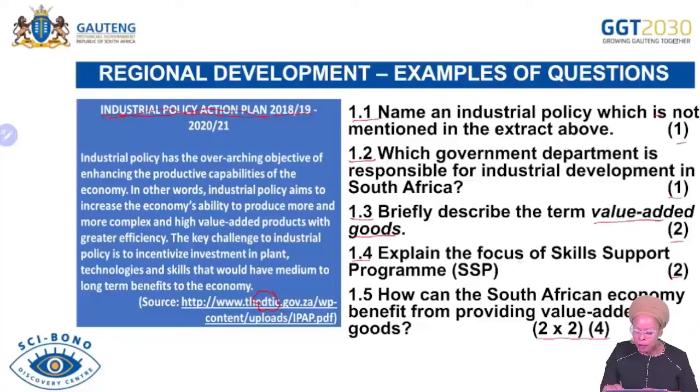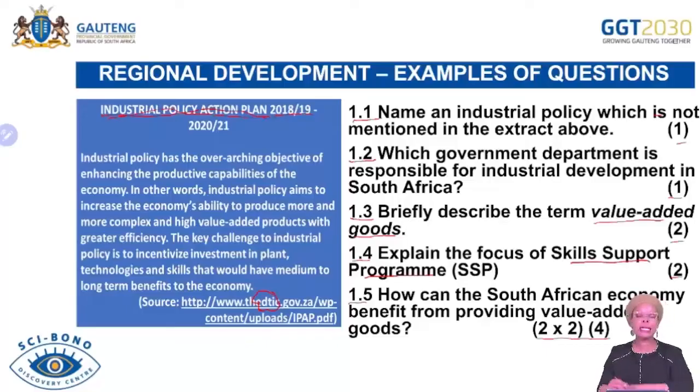1.4, explain the focus of skills support program. I explained this as part of the financial incentives. So yours is to recall and do what? And explain. So the difference between 1.1 and 1.3 is that with 1.3, you need to write in a full sentence. 1.4, again, you need to write in a full sentence, whereas 1.1, you just give one word. Okay.